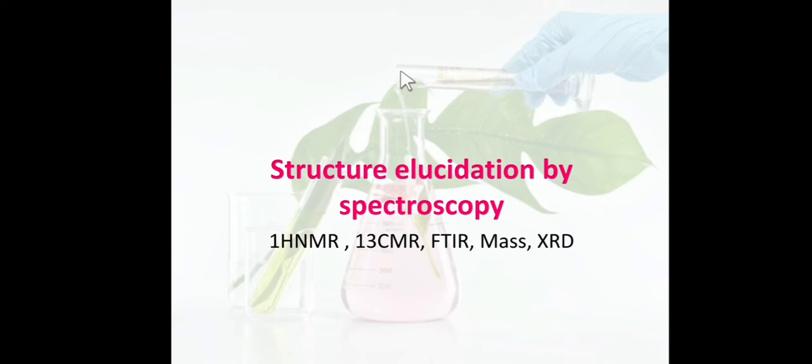So besides chemical methods, spectroscopic methods are very useful and efficient to determine the structure of natural products. The most common methods are H1 NMR, C13 NMR, FTIR spectroscopy, mass and XRD. All these techniques help us to identify or to deduce the structure of natural products.